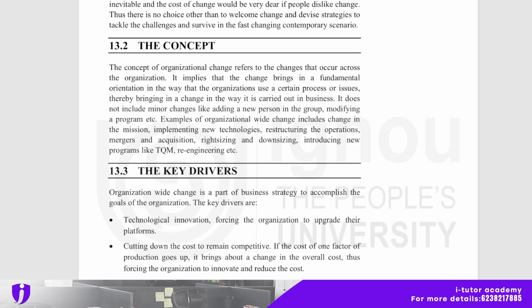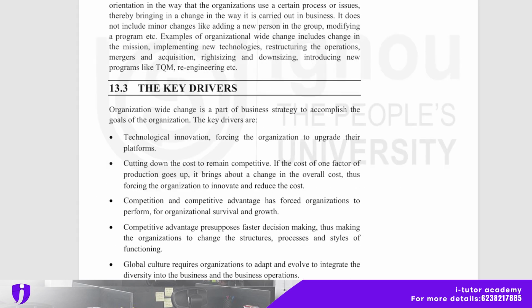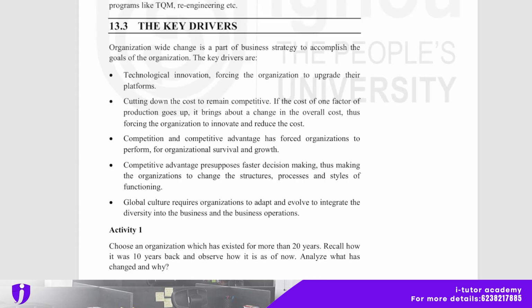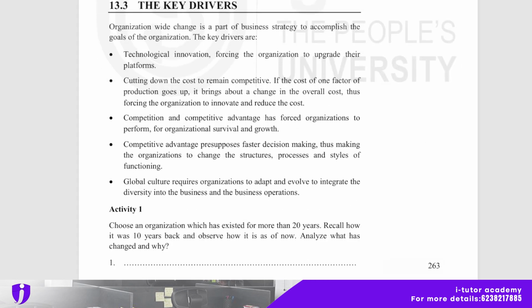Example of organizational wide change include changes in the mission, implementing new technologies, restructuring the operation, mergers and acquisition, right sizing and downsizing, and introducing new programs like TQM, re-engineering, etc. That's the concept of this management change. And the key drivers are, organization wide change is a part of business strategy to accomplish the goals of the organization.